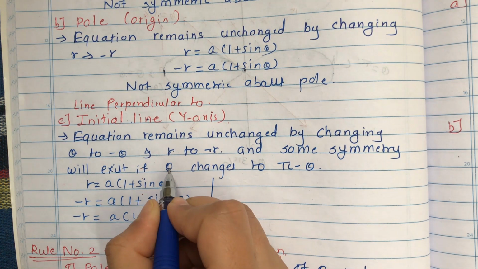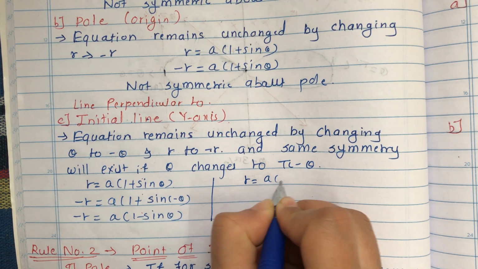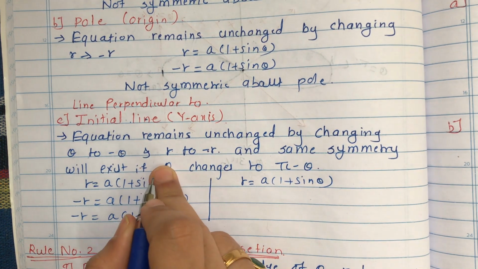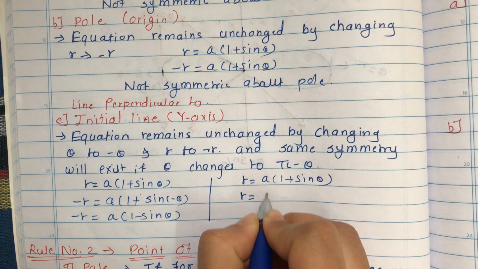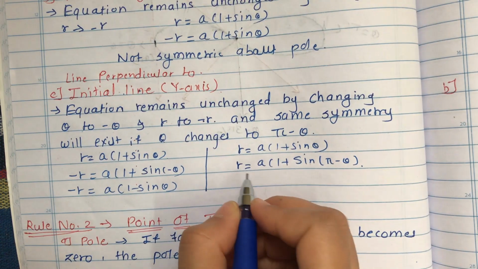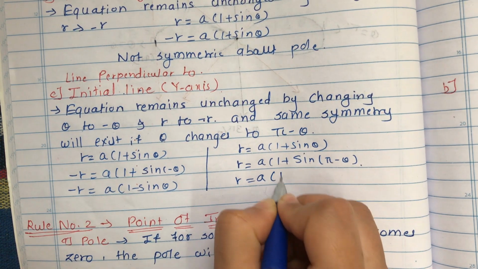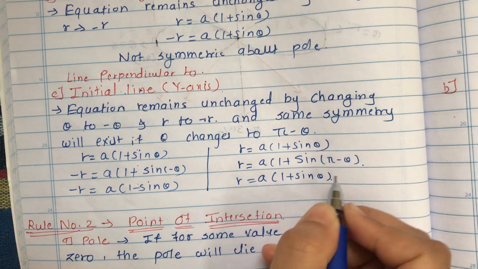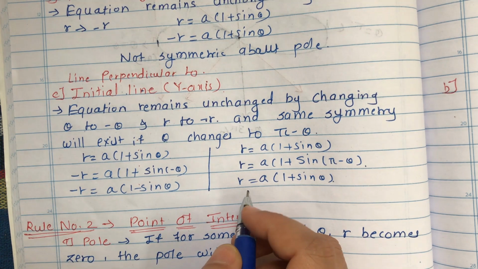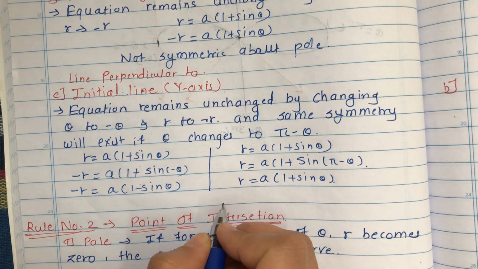Now what is the second condition? θ changes to π minus θ. So again I will write r is equal to a(1 + sin θ). So change this θ to π minus θ. So r is equal to a(1 + sin(π − θ)). And as we know, sin(π − θ) is equal to sin θ. So r is equal to a(1 + sin θ). So we will get the same equation. So we can say the curve is symmetric about the line perpendicular to the initial line.